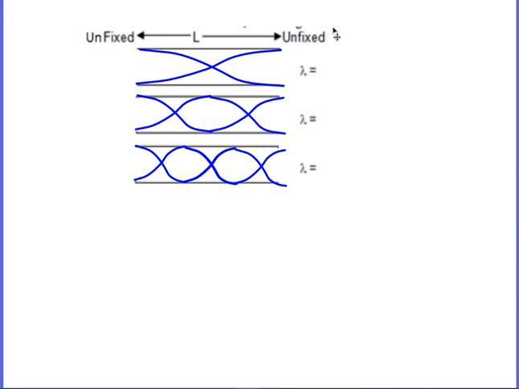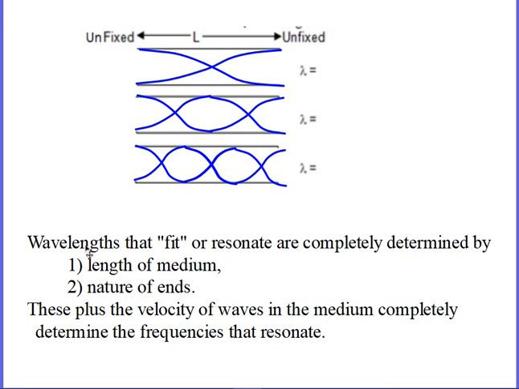So if the two ends are the same, you get all of the harmonics. If the two ends are different, you only get the odd harmonics. Very important that you appreciate that the wavelengths that fit or resonate are determined by the geometry, how big L is, and the nature of the ends. Now, if you want to get into frequency, we have to bring in the velocity with which the waves propagate. So that would be a third quality that determines the frequencies, but only these two determine the wavelengths.